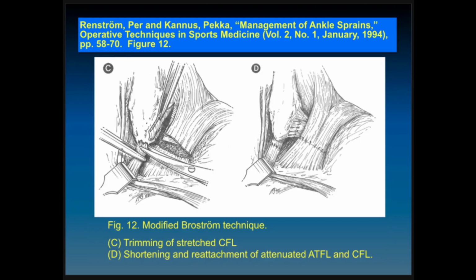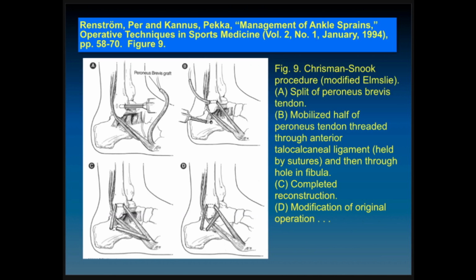The modified Brostrom technique, we trim the injured ligaments, shorten and reattach the attenuated ATF and CF ligaments, leaving the peroneal tendons intact and in their sheath. These other procedures that are peroneus brevis rerouting procedures have been done in the past. The subtalar joint sometimes will be overconstrained. This shows the Christman-Snook modified Elmslie, peroneus brevis split, and the rerouting through the fibula and calcaneus.